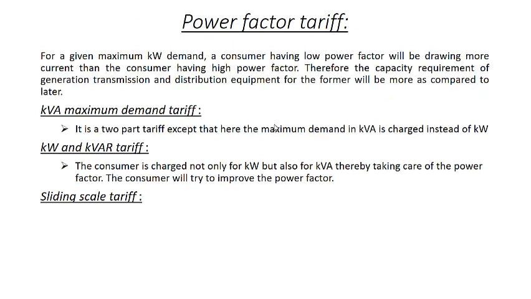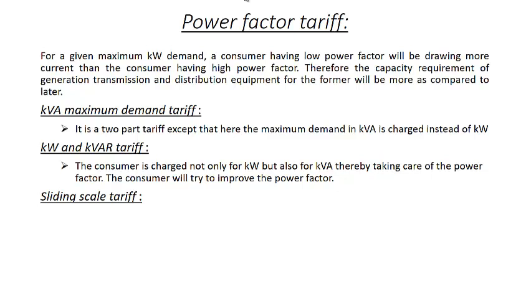So this is usually used for large industrial consumers. And the last one is the power factor tariff. As we know, for a given maximum demand, a consumer having low power factor will be drawing more current than the consumer having high power factor. Maybe they have the same maximum demand, but the consumer with the low power factor will be drawing more current. And when it is drawing more current, the utility has to provide equipment which can bear that more current.